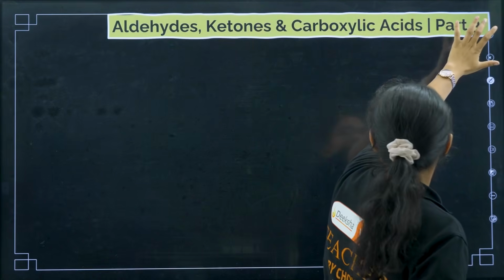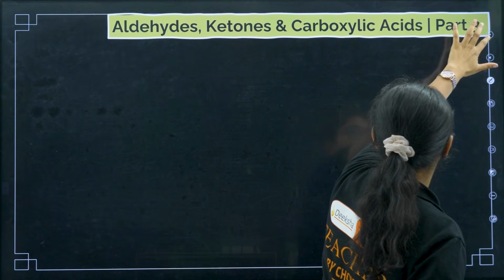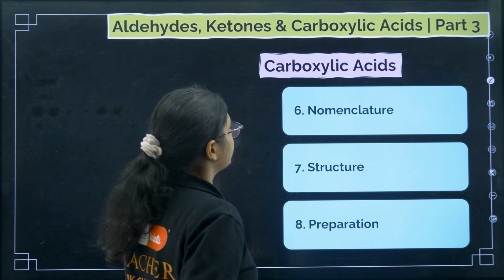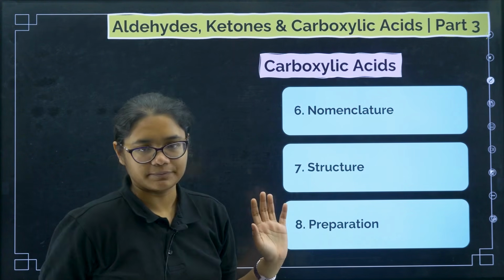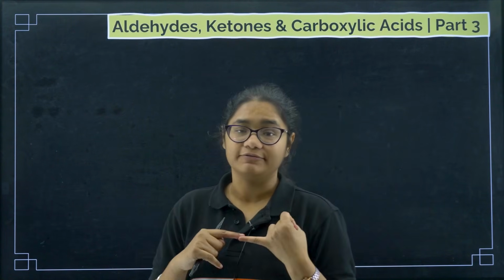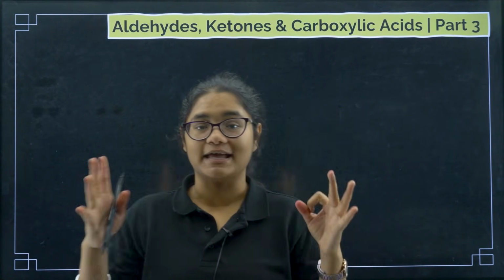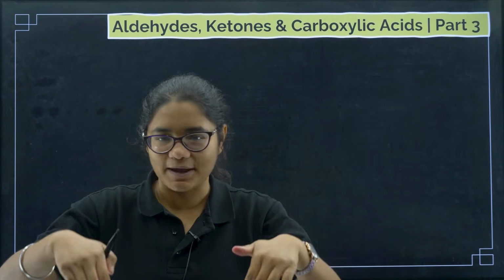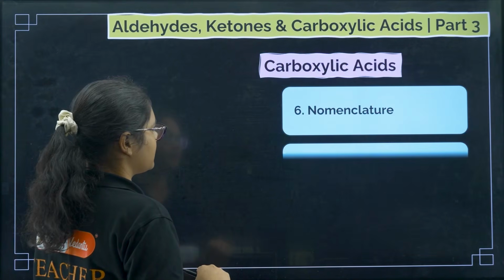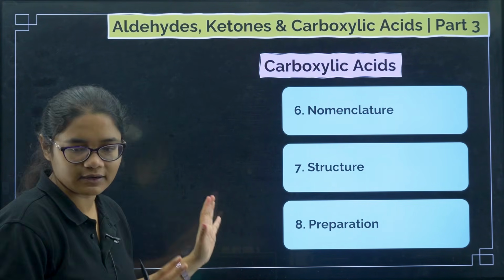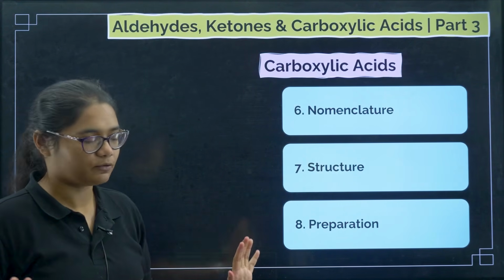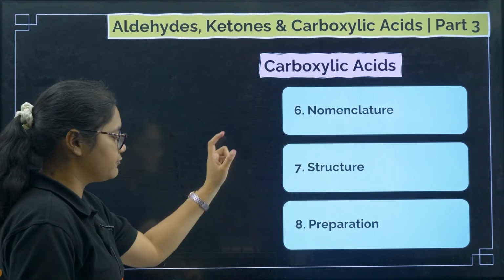Okay, next we will go to carboxylic acid and we'll study its nomenclature, structure and preparation. Now after completing aldehydes and ketones, we have discussed their physical properties, their chemical properties, their methods of preparation. Now we will jump into carboxylic acids. In carboxylic acids, what all things are we going to study? Basic thing, the same part 1: nomenclature, structure and preparation. Part by part we'll go. Now we'll focus on these 3 points.